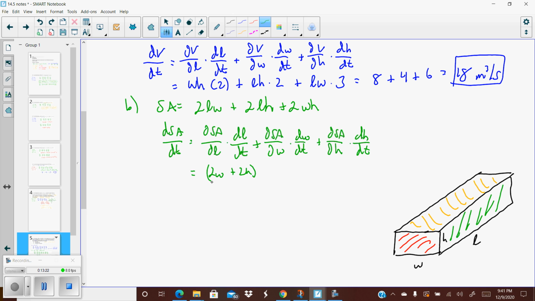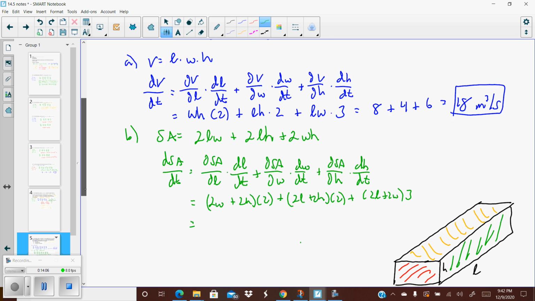Okay, the dL/dt, we already have that from the top. That was 2. I'm just copying it from the one above so I don't have to scroll up and down. Derivative of surface area with respect to w is going to be 2l. The second part is gone, plus 2h. Derivative of w with respect to t was 2. Derivative of surface area with respect to h, first part is gone, and we're going to get 2l plus 2w, and dh/dt was 3? Yeah, dh/dt was 3. Sorry. Okay, so now let's fill this stuff in.